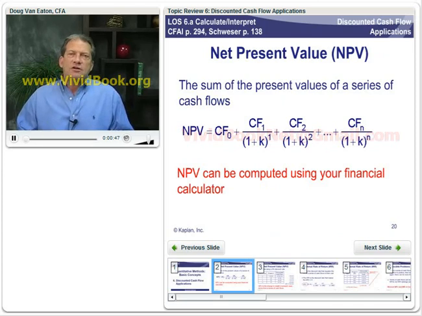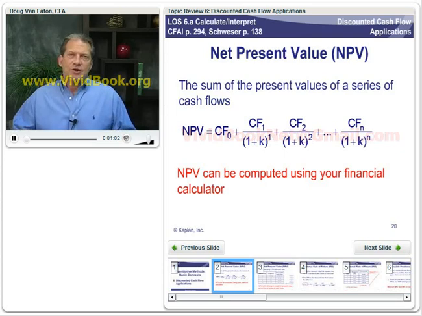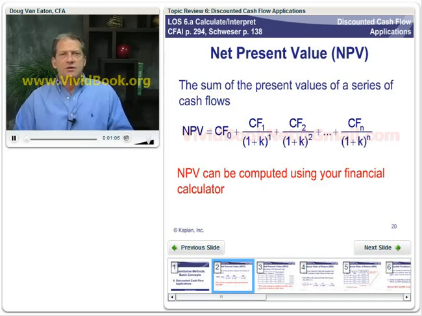in order to decide whether that's a good deal to buy that machine, whether that would increase the value of our company and increase shareholder wealth, we need to take those future cash flows, calculate their present values, and compare that to the cost of the machine today. So that's what's going on here in this net present value calculation.